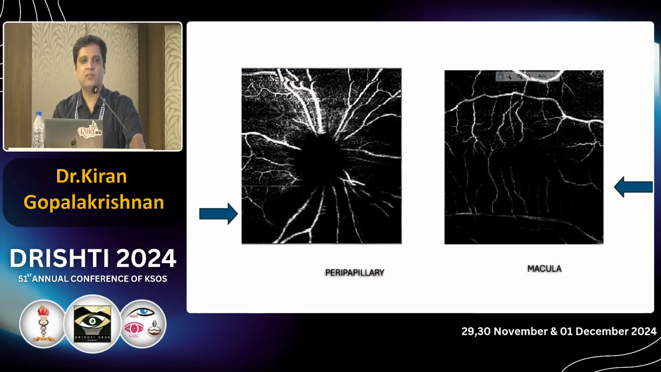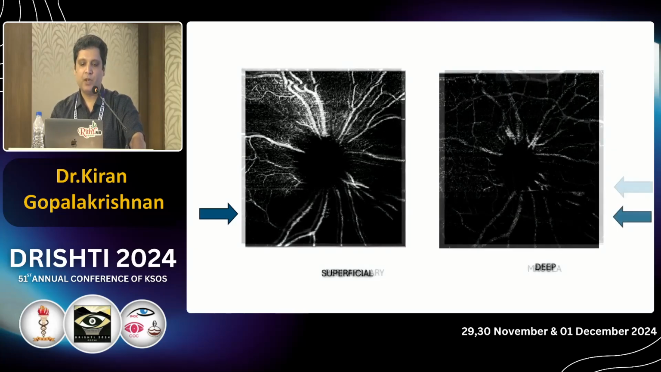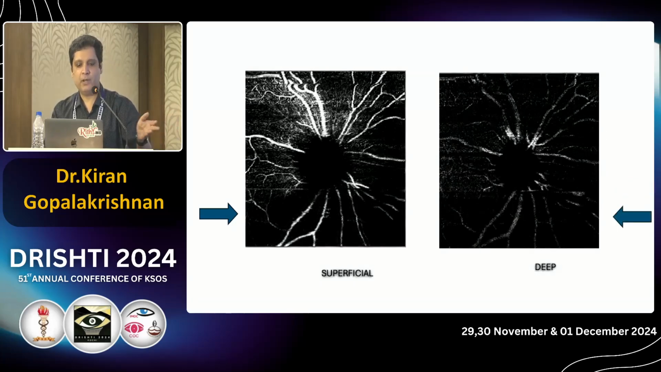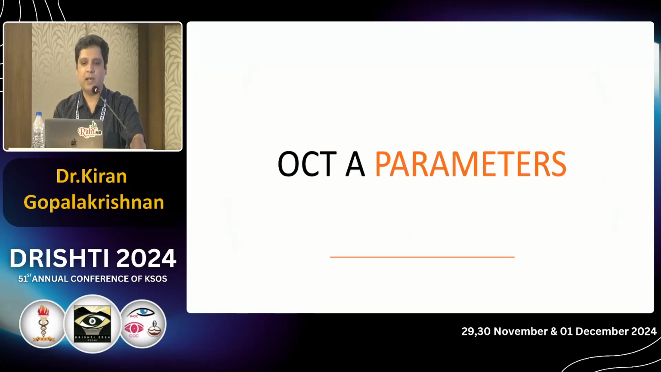A quick example, an inferotemporal notch. You can see the loss of microvasculature in the inferior areas on both the peripapillary scans and the macular scans. You can see that it is more prominent in the peripapillary scan. Similarly, in the peripapillary, if you look at both the superficial and deep slabs, there is loss in both areas, but again more pronounced in the superficial slabs.